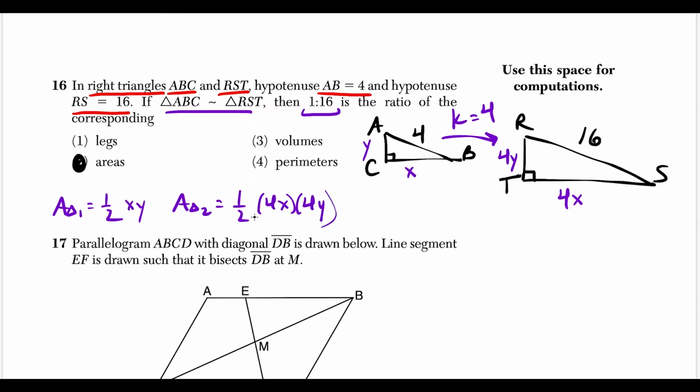And if we take the ratio of these two, if we divide these two, I'm going to do the first triangle, 1/2 xy, that area divided by the area of the second triangle, which we have this 4x, 4y. Notice the half cancels out, the x's cancel out, and the y's cancel out. And we're left with 4 times 4 on bottom, so we have 1/16. And there's our ratio, 1/16, from comparing the areas.